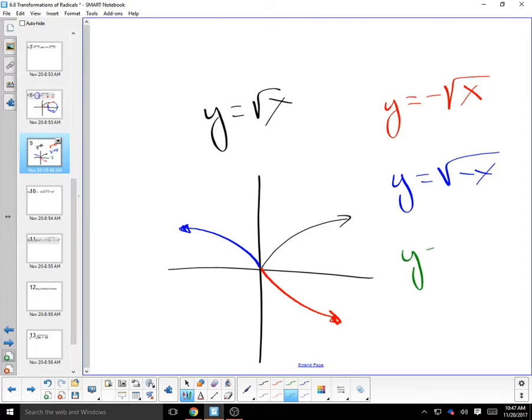The question is, if I have them both, isn't a negative times a negative a positive? No, not here. That's not a parenthesis. That's a radical, isn't it? Those rules don't apply here. So that, my friends, would look like this. It'd be a reflection on x and a reflection on y. If you have both negatives, yeah.